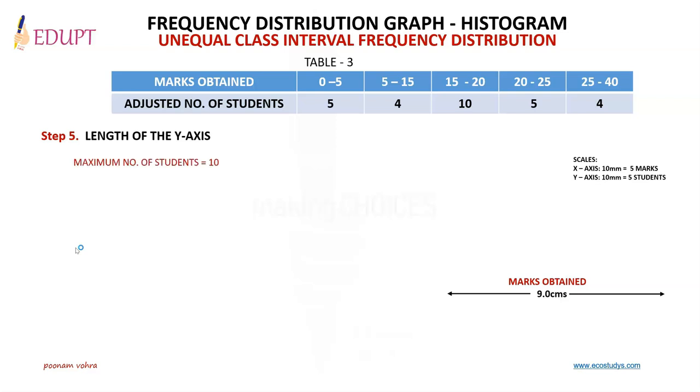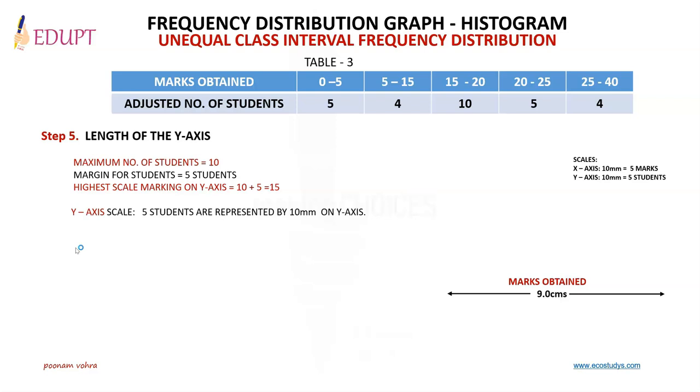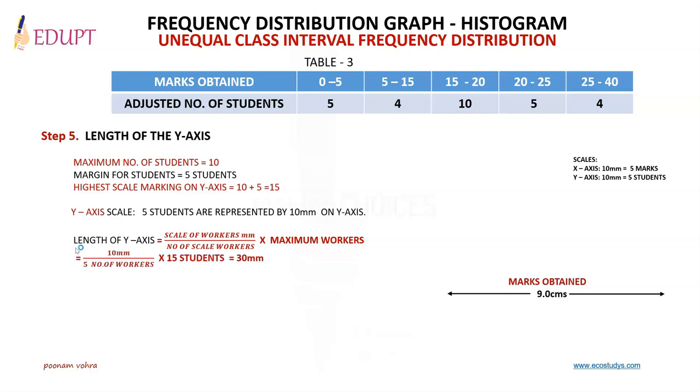Now, length of y-axis. Maximum number of students is 10, margin for students is 5. So highest scale marking will be 10 plus 5, which is 15. Y-axis scale would be 10 students represented by 10 mm on y-axis. Length of y-axis would be scale in millimeters divided by number of scale units into maximum students, which is 10 divided by 5 into 15, 30 mm.